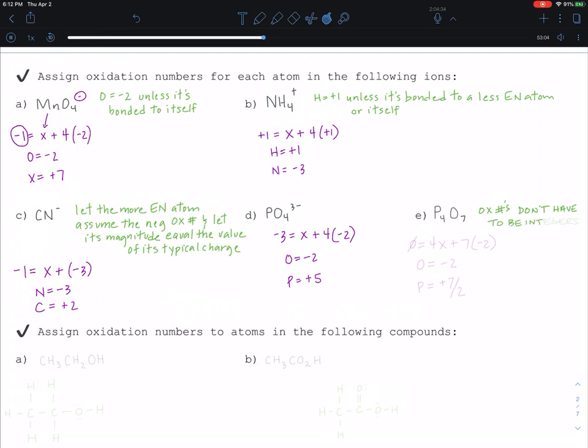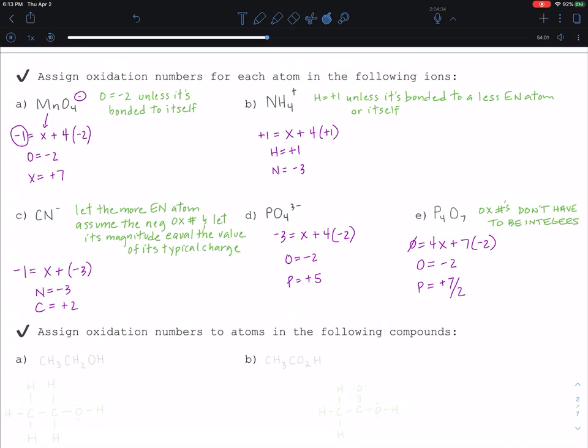Have to be integers. So, in this particular molecule, there's no charge, right? So this whole thing is equal to 0. I have no idea what the phosphorus is, but I know I have 4 of them. So 4x plus, I know that oxygen is typically negative 2, and there are 7 of those. So the oxidation state for the oxygen is negative 2. And the phosphorus in this particular case is going to be positive 7 over 2. All right, 14 divided by 4. Okay.